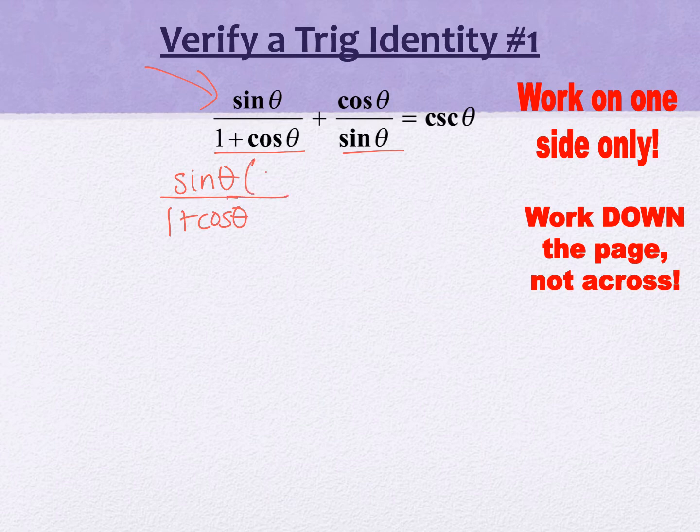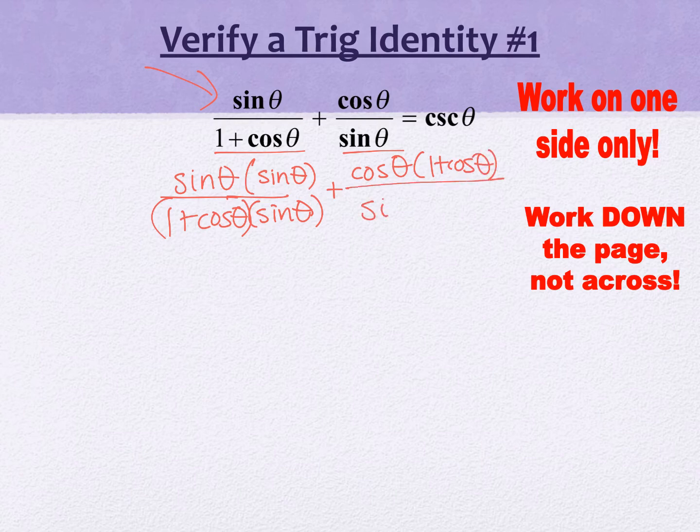Those are going to be the two pieces that I need in my denominator. So the first fraction needs to get multiplied by sine on the numerator and the denominator. I'm going to add some parentheses there. And then the second one needs to get multiplied by 1 plus cosine. And then I have the same denominator. If you want, you can just write equals down the right-hand side here, but we're not touching that right-hand side.